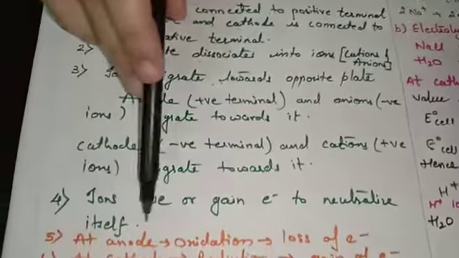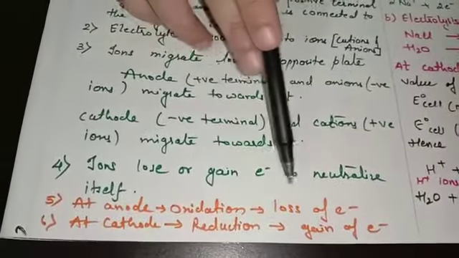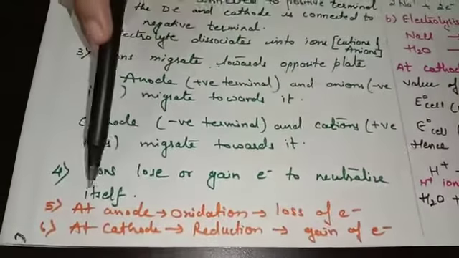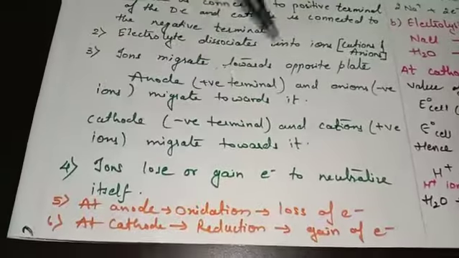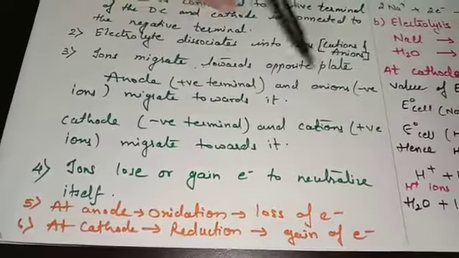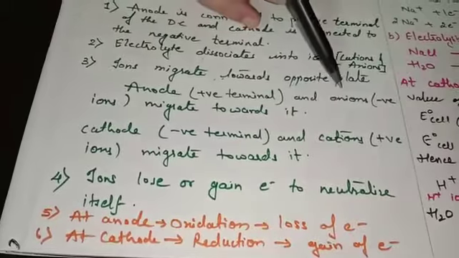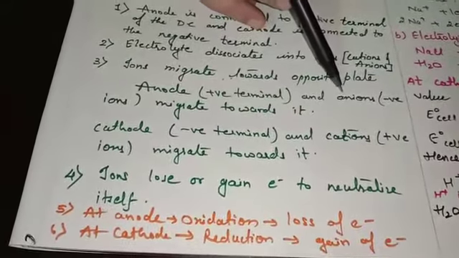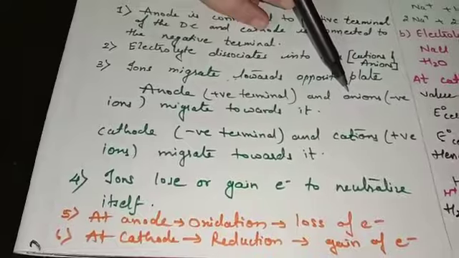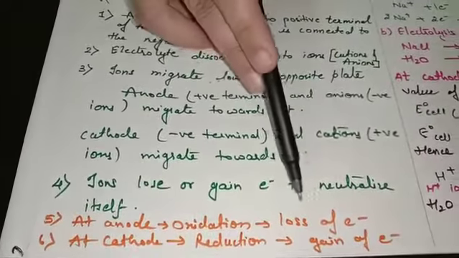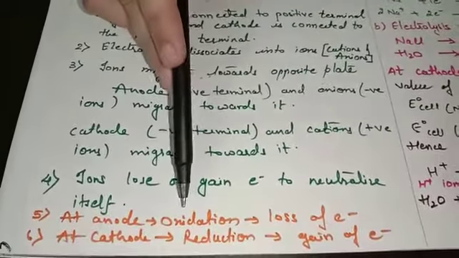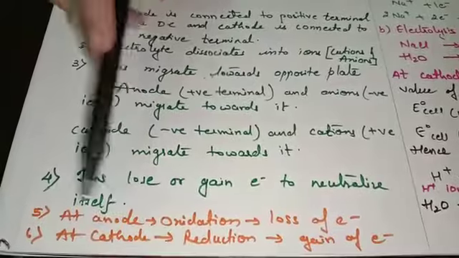So at the anode, oxidation takes place. Oxidation means loss of electrons. Now you can see that at the anode, which ions have migrated towards the anode? Anions. Anions are negatively charged. That means they have already acquired the electrons. If they want to get neutralized, they have to lose electrons. So as they are losing electrons, the process is known as oxidation, which is carried out at the anode.